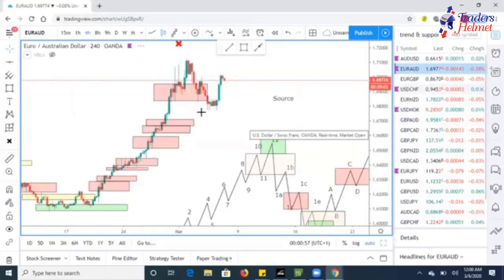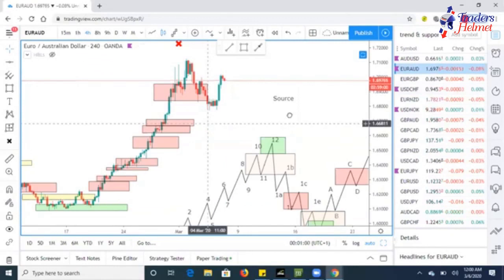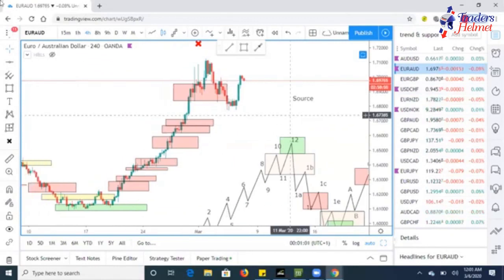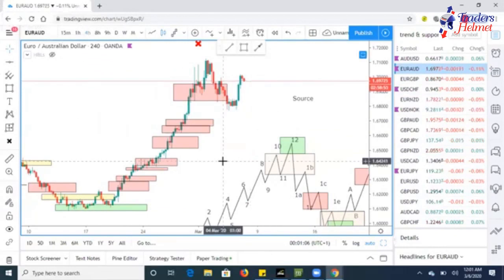We discussed Euro AUD, and one of the things we said is that most retail traders try to predict with some level of assurance where price will turn. And we said with this strategy, we don't try to predict where price will turn from. We just flow with price.